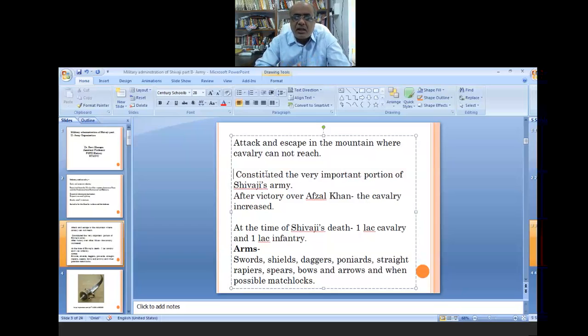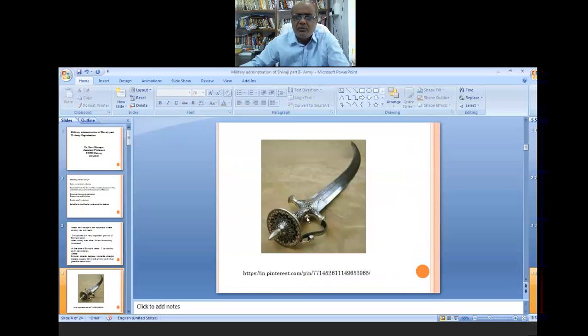The different arms used by Shivaji's people constituted swords, shields, daggers, poniards. A poniard is a kind of long knife. Straight rapiers, I'll show you some of the pictures. Spears, bows and arrows, and whenever possible, matchlock. Matchlock is nothing but a gun. So this is a typical Maratha sword, which was not very long, and as the Mavalas were shorter people, they could very effectively wield this weapon.